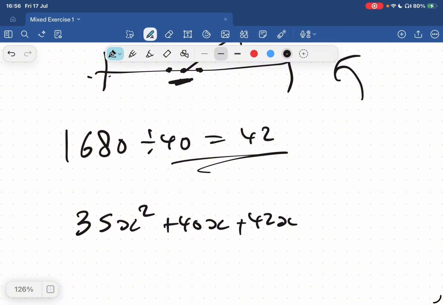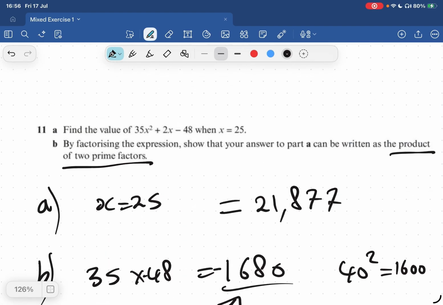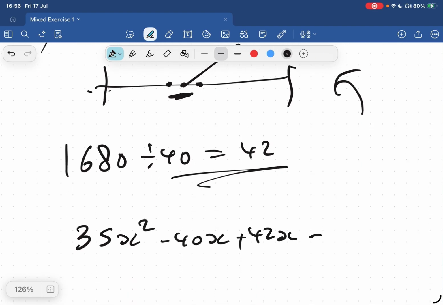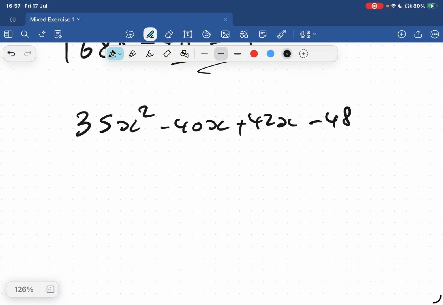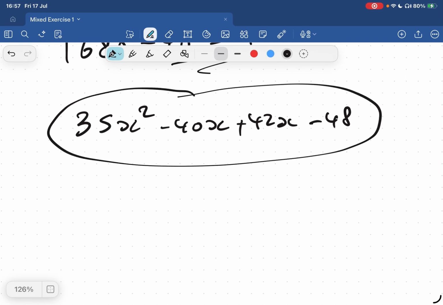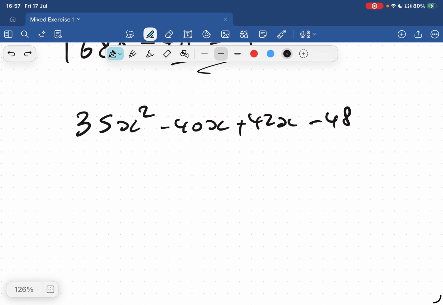Sorry, this should be a negative 40x. Negative 40x plus 42x will give us a positive 2x, minus 48. So we've broken it up into our 4 terms. Now we need to find ourselves our double brackets.